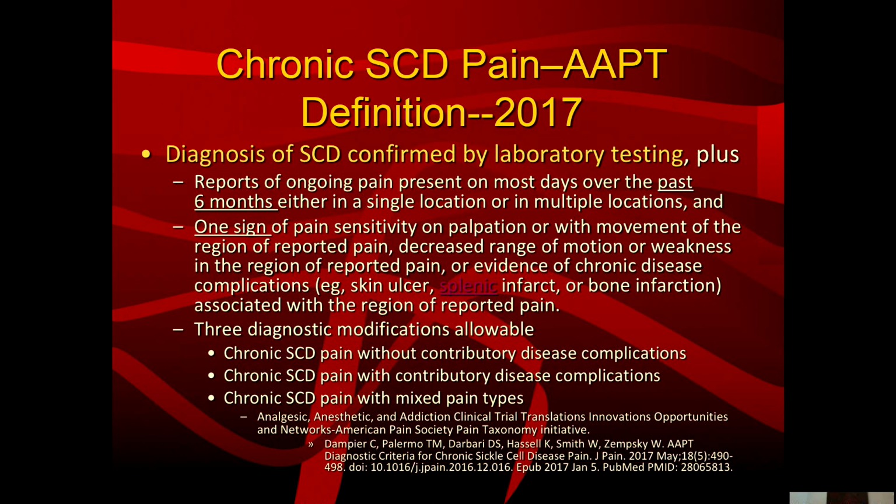Here's the definition for chronic pain that the consensus panel came up with. We settled on ongoing pain for more than half of days in the last 6 months. We allowed 3 diagnostic modifications. The so-called neuroplastic pain alone would be diagnosed as chronic pain without contributory disease complications, but you could have mixtures, or you could have chronic pain from vaso-occlusive phenomena, as we discussed. This is not making an etiologic diagnosis, but it is trying to give some clarity as to how to classify epidemiologically these kinds of syndromes.